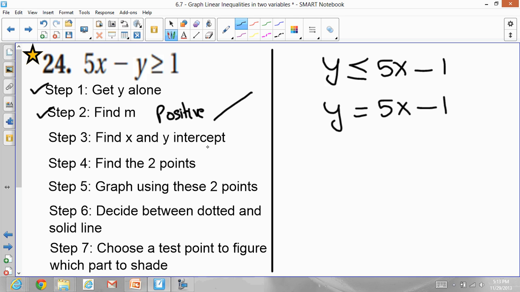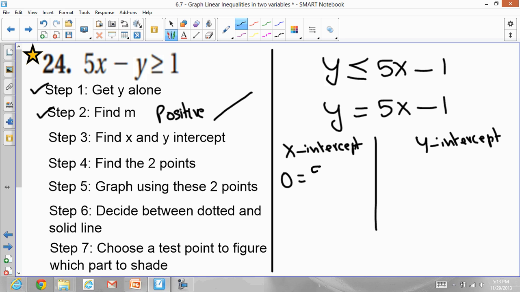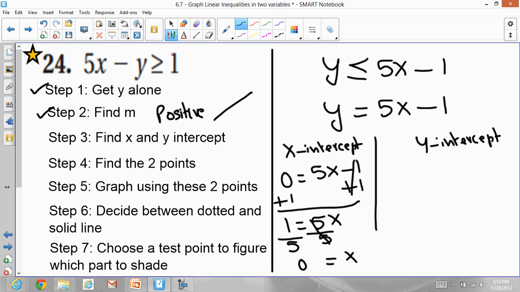Now, step number 3, find the x and the y-intercept. So let's find the x-intercept and the y-intercept. Now remember, you can find the x-intercept provided your y is a 0. So I'm going to replace my y as 0 and I'm going to solve for x. So I'm getting 1 equals 5x, and the last step is divide by 5, cancel, x equals 0.2. That is my x-intercept.